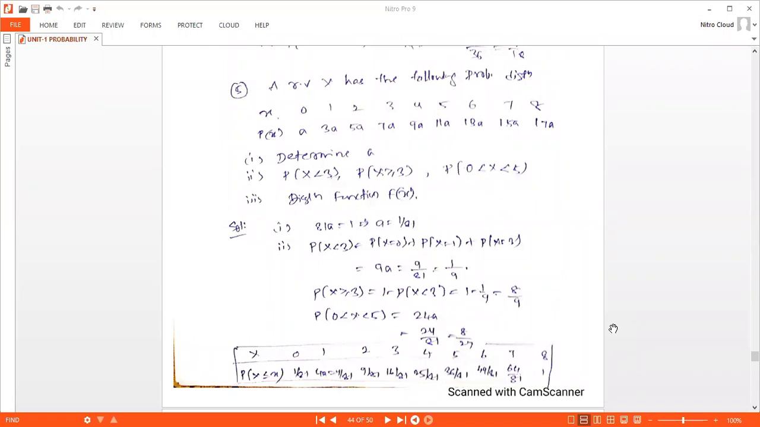Now next one, probability of 0 less than x less than 5. That is calculating all the values from the table, 24A, which is 24 by 81.